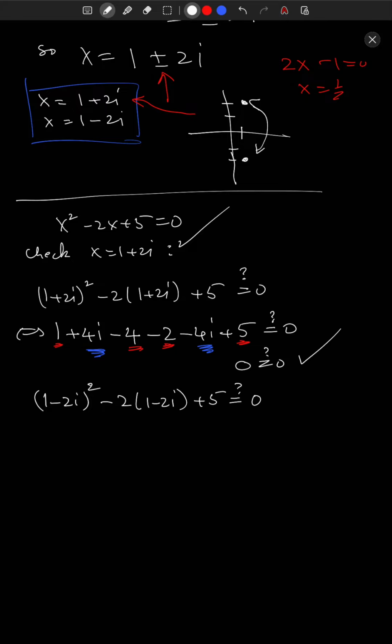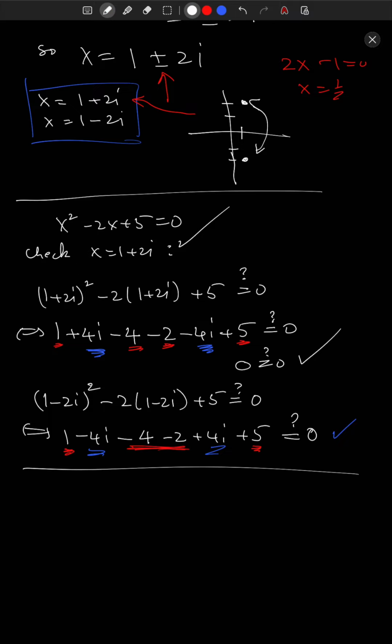All right. So this one is going to be 1 squared minus 4i minus 4, and then minus 2 plus 4i plus 5. Is this equal to 0? Again, we've got minus 4 minus 2, which gives me minus 6, and then 1 plus 5, which gives me plus 6. So they cancel. And then the minus 4i and the plus 4i cancel. So everything looks cool.